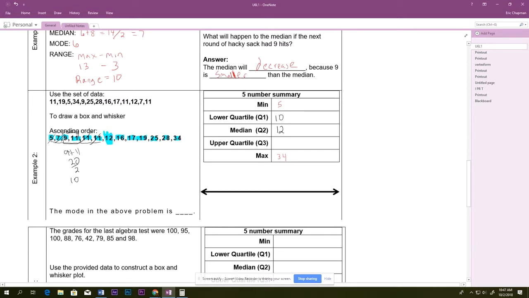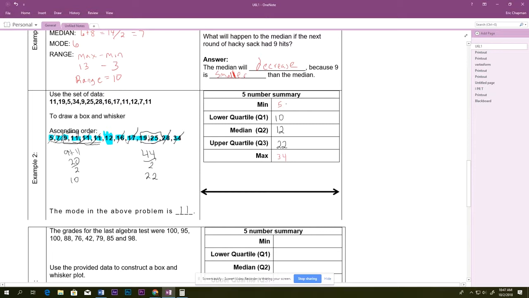Let's find the upper. Let's cross them off until we get there. 19 and 25, so that is 44 if we add those 2 together. And then divide by 2, and we get 22. That is our quartile 3. Now, the mode in our problem, which one appears the most? Let's see, it looks, just by looking at it, that 11 is our mode.